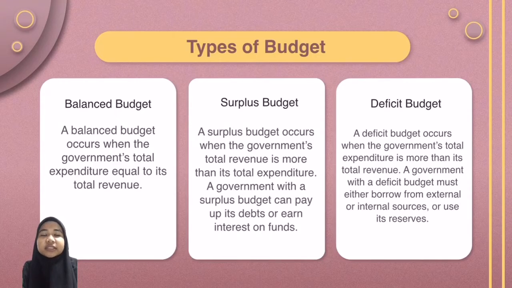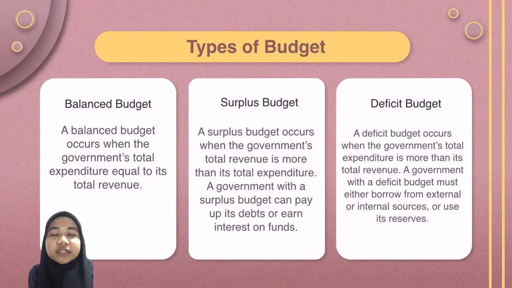Type of budget. There are three types of budget, which are balanced budget, surplus budget, and deficit budget. Balanced budget. A balanced budget occurs when the government's total expenditure equals its total revenue. Surplus budget. A surplus budget occurs when the government's total revenue is more than its total expenditure. A government with a surplus budget can pay up its debt or earn interest on funds.